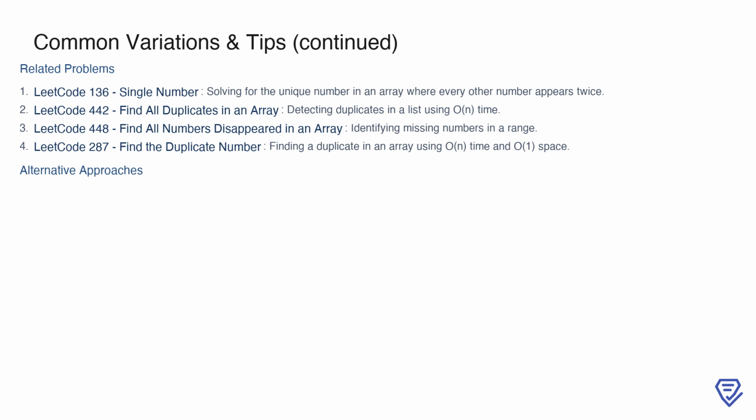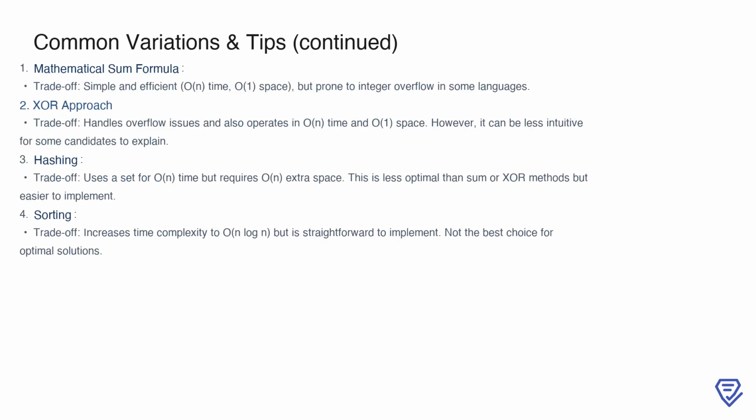Beyond these, it's also helpful to familiarize yourself with alternative approaches to solve the missing number problem, as they often come with unique trade-offs. There are several approaches you can use to solve this problem, each with its own advantages and trade-offs. The mathematical sum formula is both simple and efficient, running in O(n) time with O(1) space. However, in certain programming languages, it may be prone to integer overflow, so that's something to keep in mind.